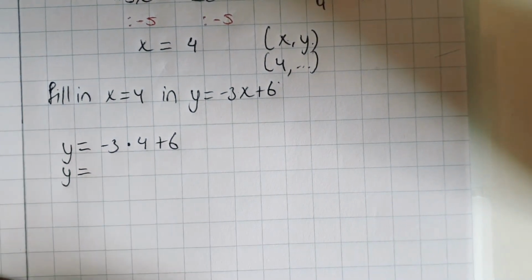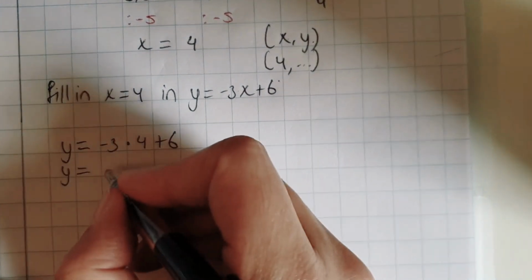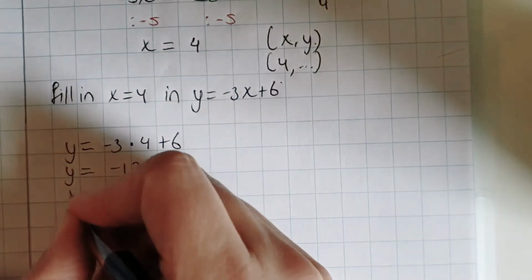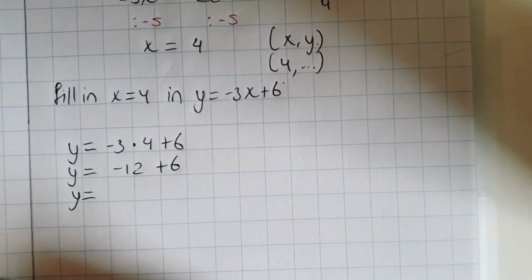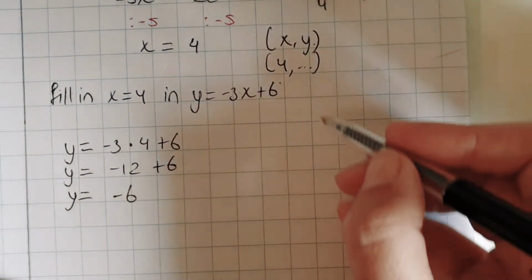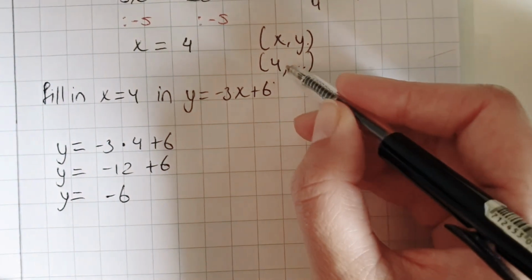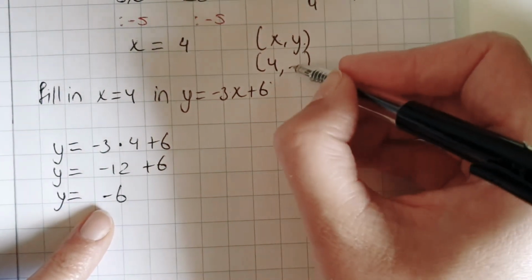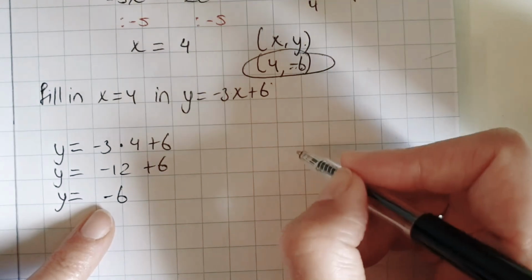Step by step. Minus 3 times 4 is minus 12, and minus 12 plus 6 is minus 6. So now I can fill it in. The x-coordinate is 4 and the y-coordinate is minus 6. So this is the answer.